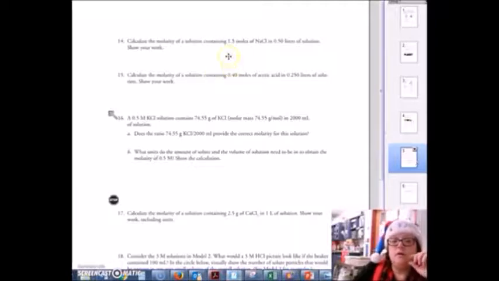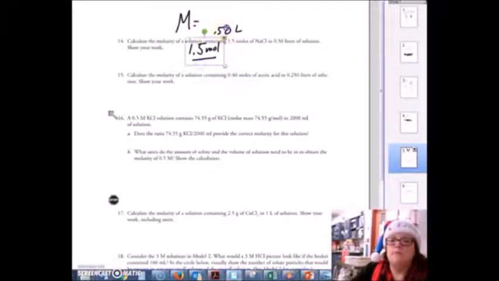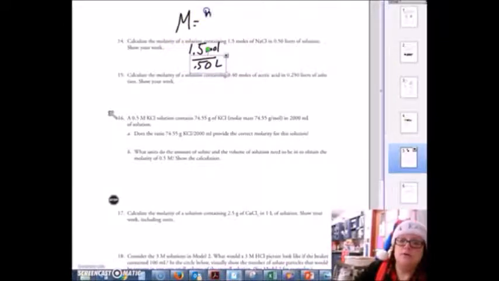Okay, it looks like now we've gone on to the next page, which is the top of page 5. Calculate the molarity of a solution containing 1.5 moles of sodium chloride in 1/2 liter of solution. So I'm going to show you how to set that up there. And you guys can do the math. Question 15 is also having you calculate molarity by taking moles per liters. And that would be for an acetic acid solution.